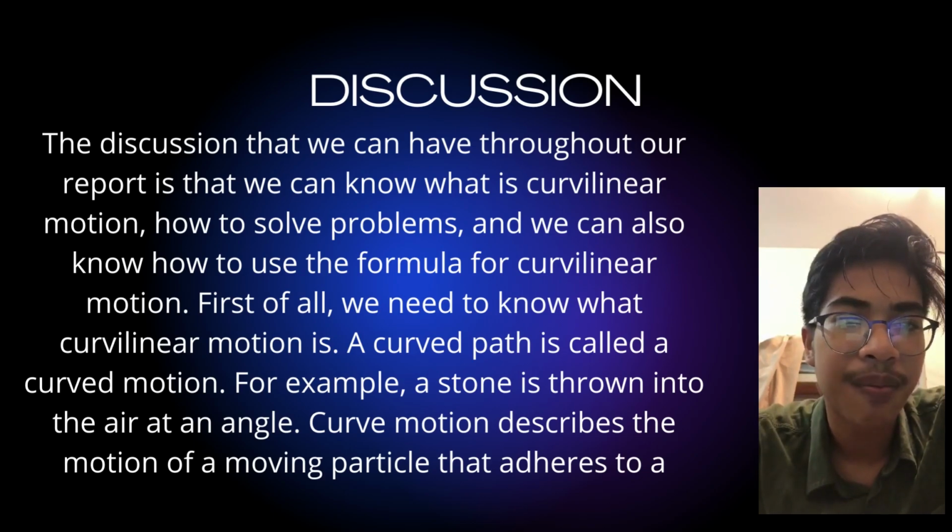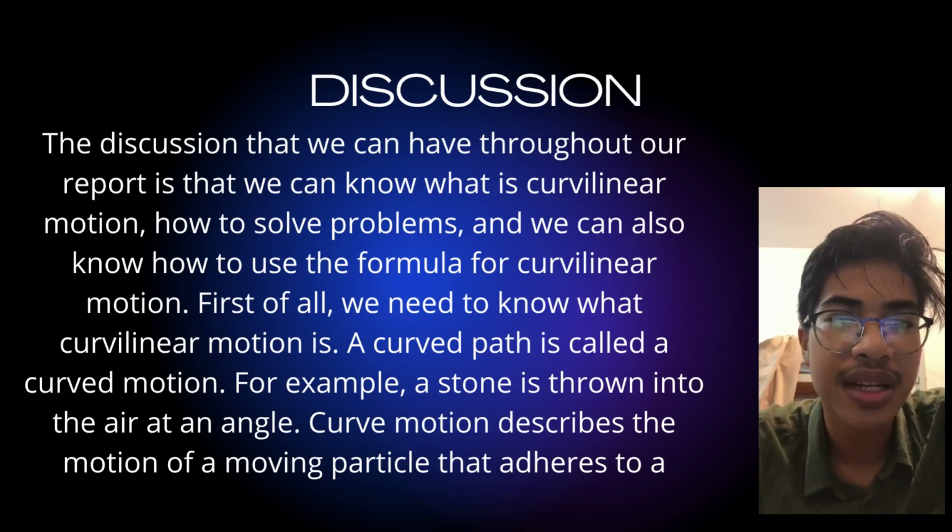Curvilinear motion is motion along a curved path, called curved motion. For example, a stone is thrown into the air at an angle. Curved motion describes the motion of a moving particle that adheres to a known or fixed curve.